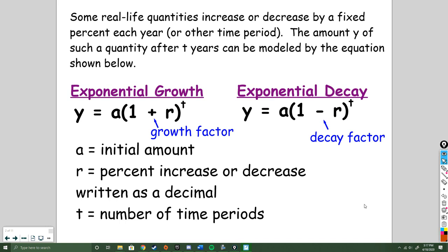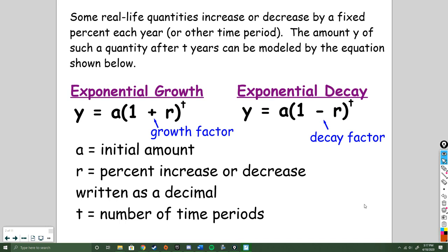So some real life quantities increase or decrease by a fixed percent each year or other time period. The amount y of such a quantity after t years can be modeled by the following two equations. If that thing is modeling exponential growth, we could use y equals a times the quantity 1 plus r to the t power, or exponential decay uses y equals a times 1 minus r to the t power.